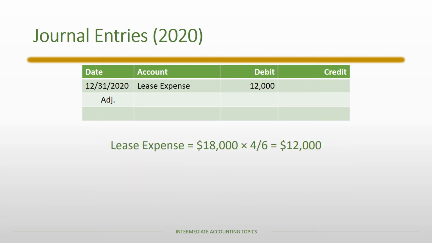So the adjusting entry is where it gets a little bit complicated. Hopefully the easy part of this is that since the lease expense is even over the life of the lease, we simply need to accrue the portion of lease expense that was incurred between September 1st, 2020 and December 31st, 2020. And so that's 4 out of 6 months, which means the lease expense for that 4-month period is $12,000.